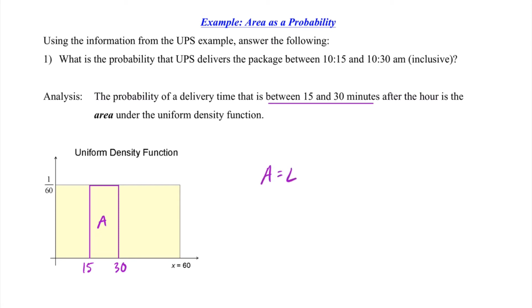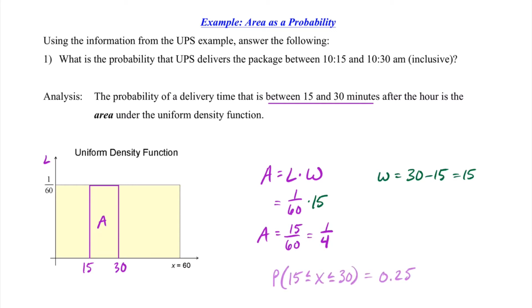Well, we know one more time that area is length times width. One more time, if we call the length our 1 over 60, that means we get to substitute that into our formula. And now the width, rather than being 60, would just be our 30 minus 15. Of course, that would be 15. So as we substitute that into our area formula, we can simplify that up a little bit. Not to make you bust out your fraction skills, but we get an area of 1 over 4. And that means the probability that we have a delivery time between 15 and 30 minutes would be 0.25.